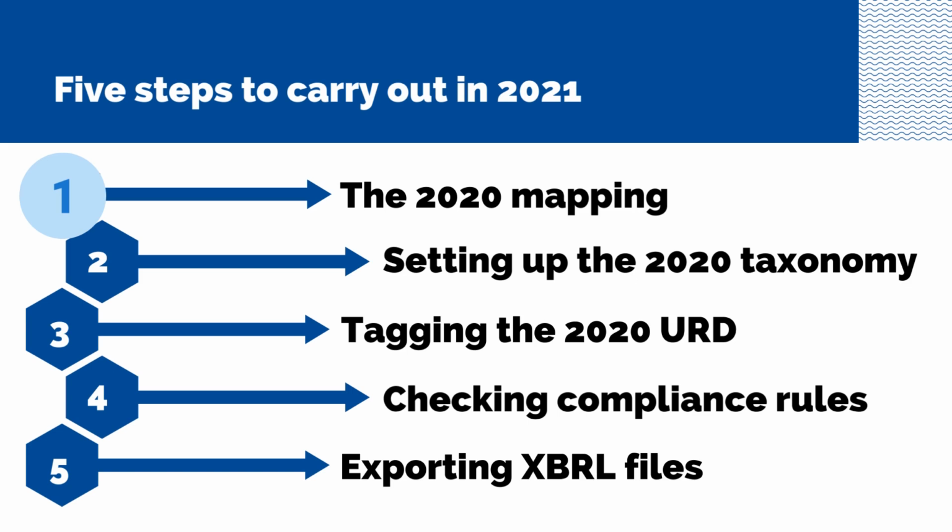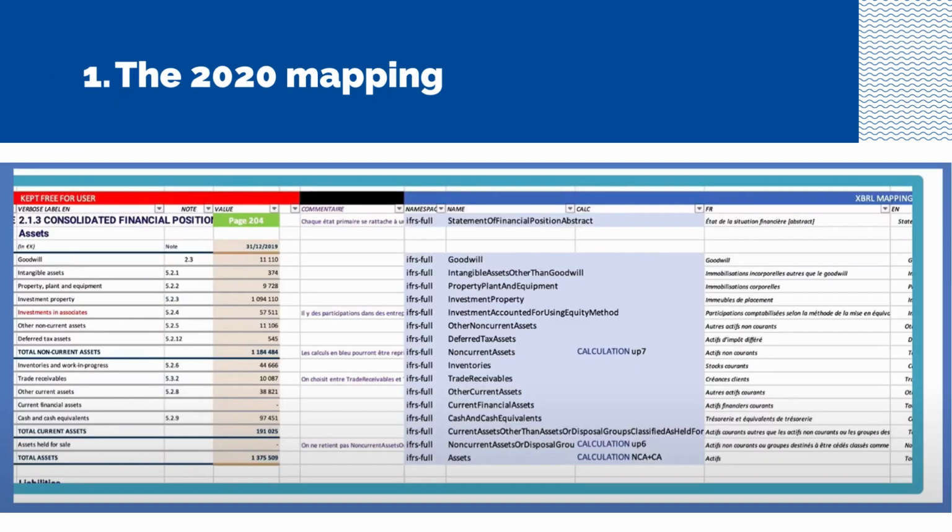The first step is the 2020 mapping, which consists of the mapping of the 2020 financial statements. The mapping allows you to reconcile your primary financial statements with the taxonomy. It also allows extensions to be defined when reconciliation is not possible. Most companies entrust this mapping to an accounting firm, such as Global Connect Admin. These firms then formalize the mapping in the form of an Excel file.